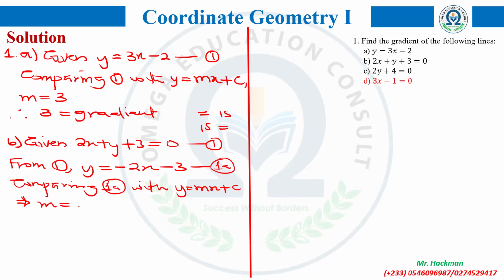So if you compare, it implies that m will be equal to -2. So therefore, -2 is equal to what? The gradient. All correct? Hello, is my point well made? Yes, please. Okay, very good.